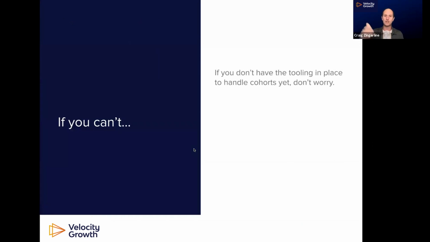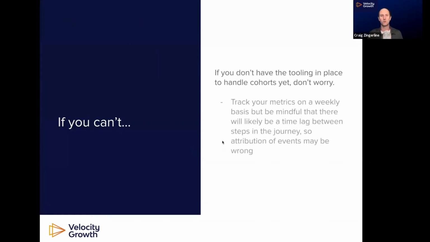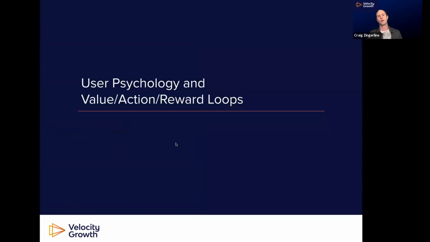Now, if you can't track all this yet, you don't have the tools to do cohorts yet, don't worry. Just track your data. Know that over time, you're going to want to get more and more sophisticated, but it's better to get something down than nothing, and it's better to track something than not track anything at all. Over time, your metrics will start to normalize and you'll start to be able to make really great decisions based off of what you're learning.